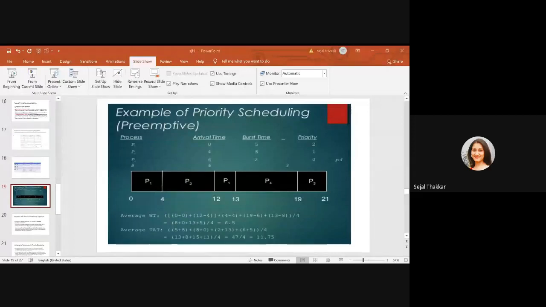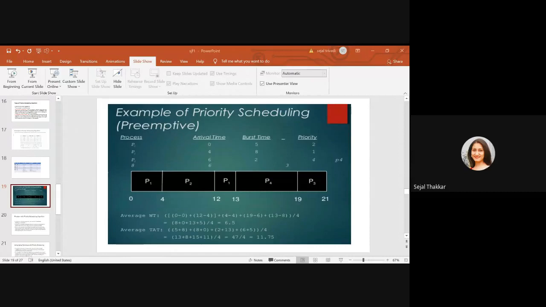See, now you can see the example of priority scheduling in preemptive mode. Okay, the example given to us is like this. This is the process P4. There is some, I think some printing problem is there. This is the process P4. Here it is 8. Here burst time is 6. And here priority is 3.